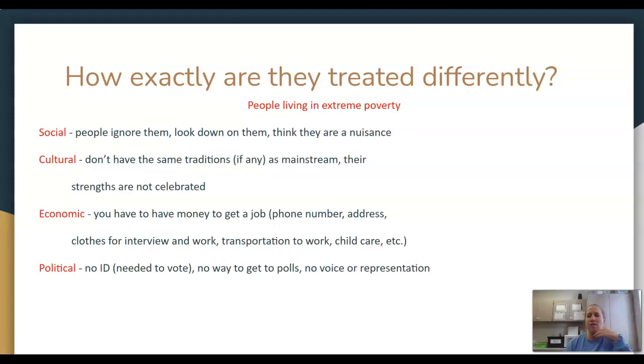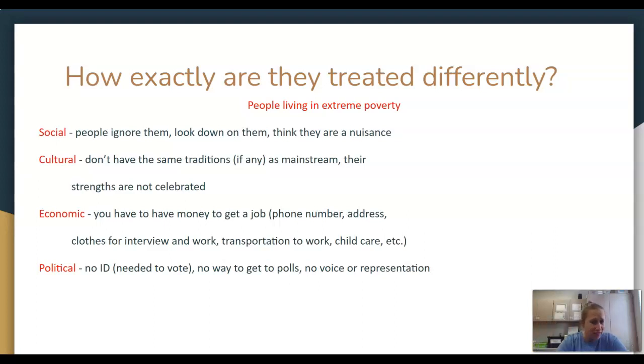People living in extreme poverty in a social aspect are often ignored. They're looked down upon. They're seen as a nuisance. People don't tend to want to help them because a lot of people are like, well, they should be able to help themselves. Go get a job. And so they're looked down upon and they're frowned upon. And we tend to ignore them, and we tend to feel like, oh, my hard-earned tax dollars are going to go towards people living in poverty. Okay. So that's kind of that idea that people have. And we have to think about this a little bit differently.